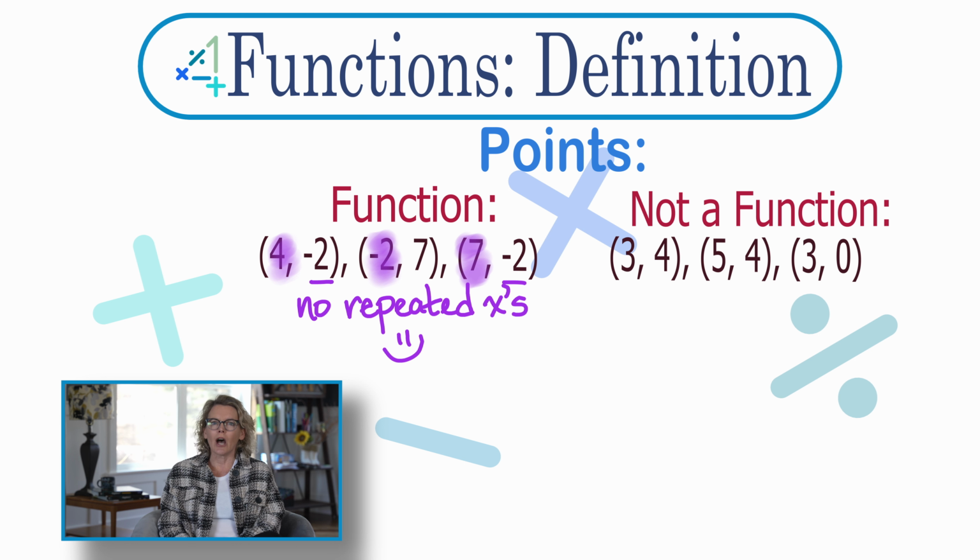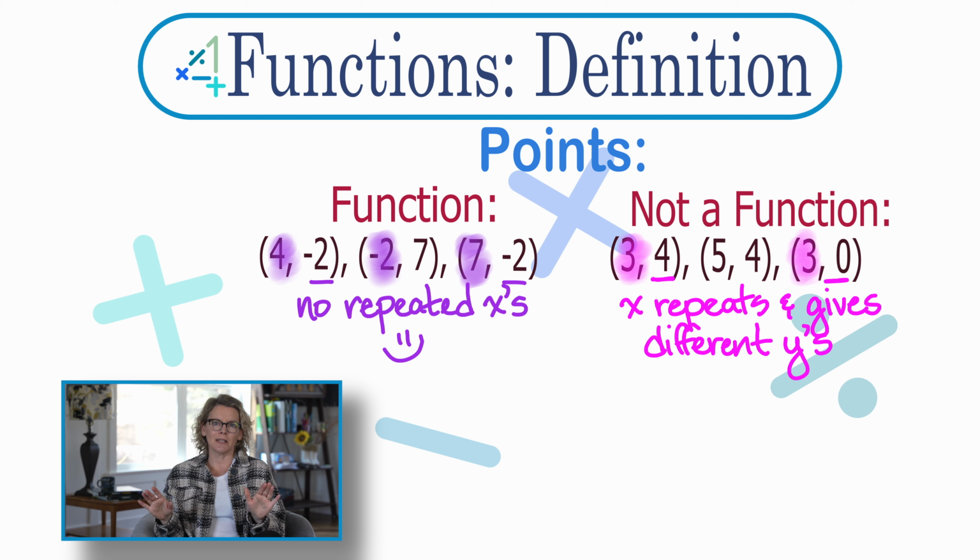Here's a group that is not a function: (3, 4), (5, 4), and (3, 0). Notice that I have an x repeat of 3, and one time I get a y of 4, and the other time I get 0. That disqualifies him from being a function.